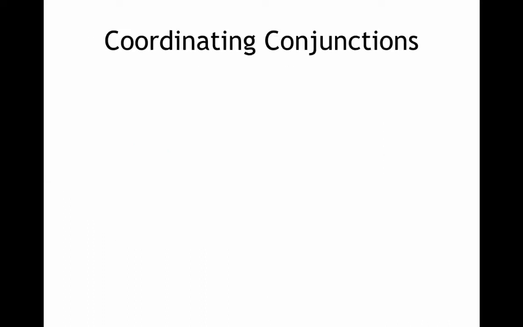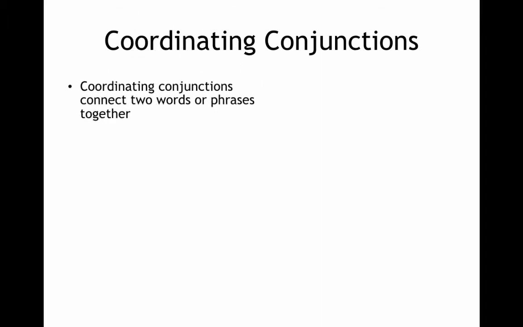Let's talk about coordinating conjunctions. So coordinating conjunctions are those words that connect two words or phrases together. And when we're talking about coordinating conjunctions, we're talking about our fanboys. You guys remember these. It's for, and, nor, but, or, yet, and so are my fanboys.